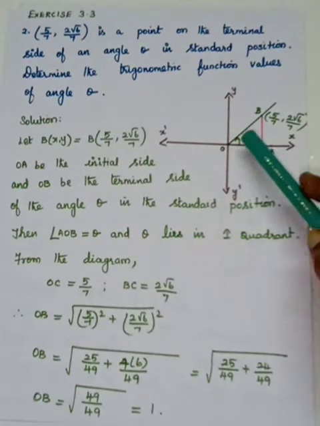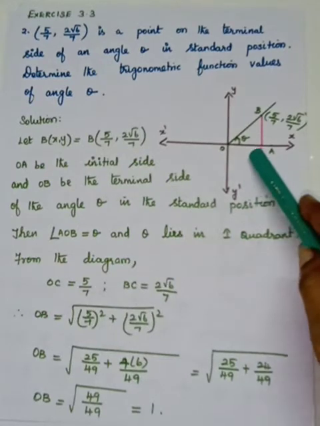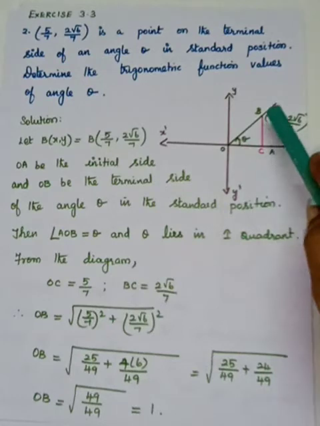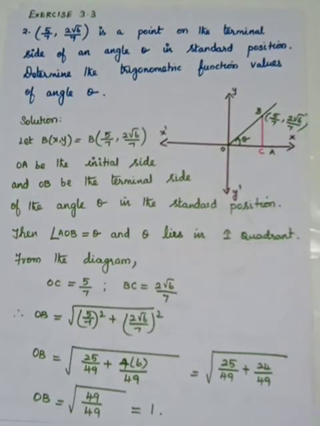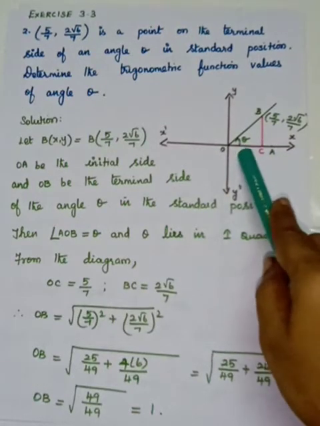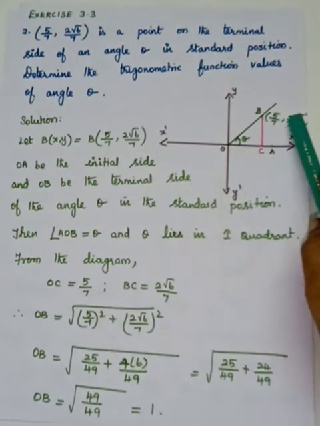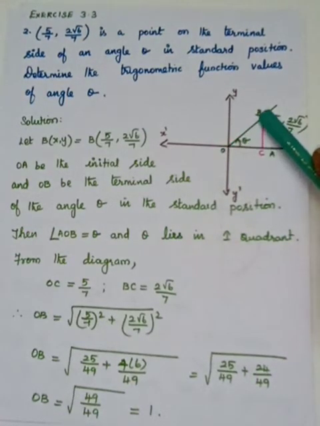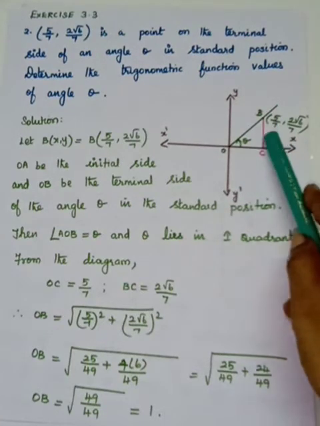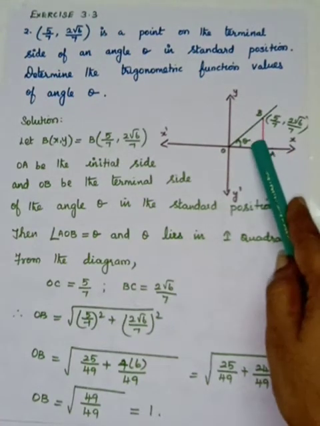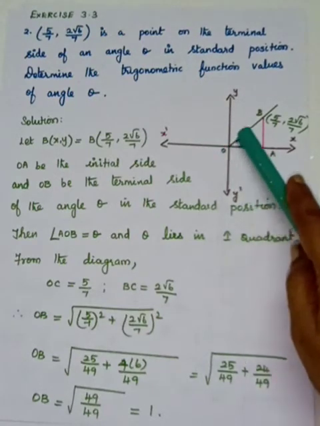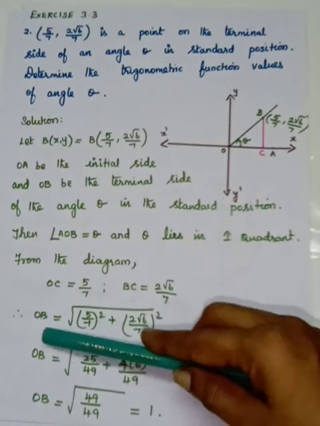Okay, so from the diagram, what is OC? That is the x coordinate of this point, that is 5 by 7. What is BC? It's the y coordinate of this point, that is 2 root 6 by 7. So OC is 5 by 7 and BC is 2 root 6 by 7. So you need the hypotenuse. OB is the hypotenuse because I have drawn the perpendicular line, so this angle is 90 degrees. The side opposite to 90 degrees is the hypotenuse. So OB is the hypotenuse. How do we find OB?